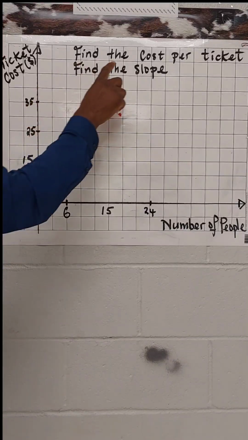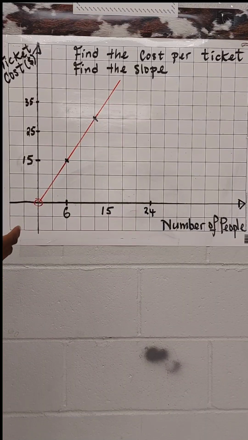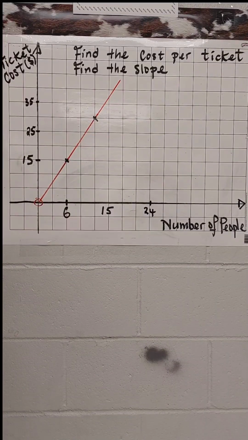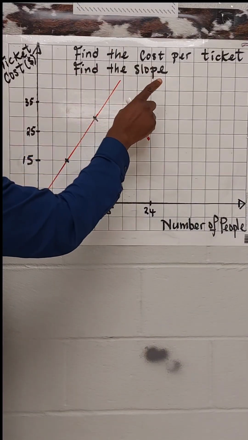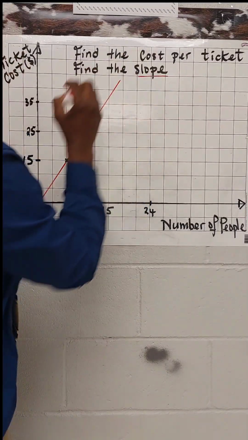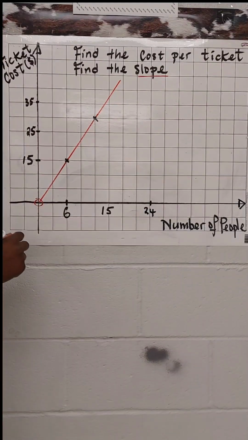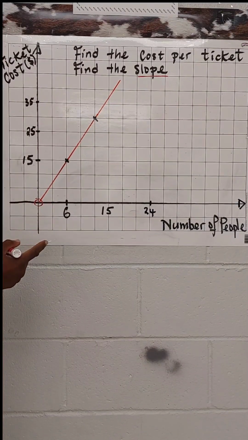However, finding the cost per ticket can help me to project how much will be paid by any number of people. So that cost per ticket is also called the slope of this line. So the cost per ticket is the unit rate of this graph, which is also called the slope. So remember the strategy for finding slope. We can use that strategy to find the cost for one ticket.